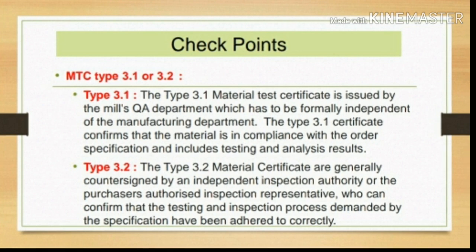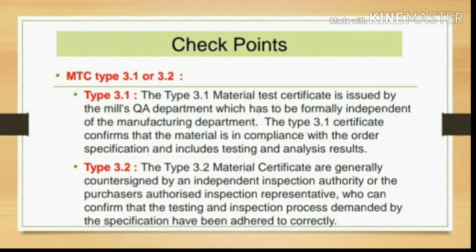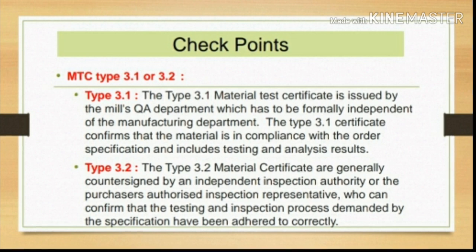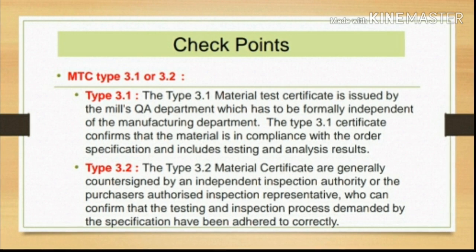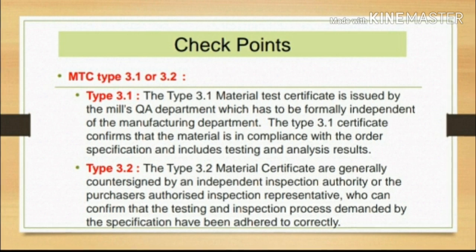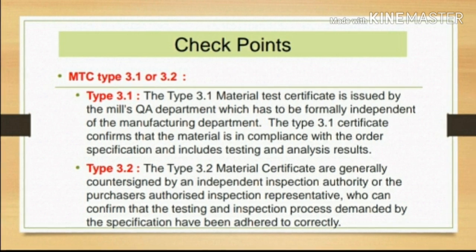Type 3.2 material test certificates are generally countersigned by an independent inspection authority or the purchaser's authorized inspection representative. These tests are witnessed by them. Once they have witnessed these tests, they will endorse the compliance for the type 3.2. Whichever tests the manufacturer has done, they will endorse it. And they can confirm that the testing and the inspection process demanded by the specification have been adhered to correctly. Means these tests should comply with the project specification.